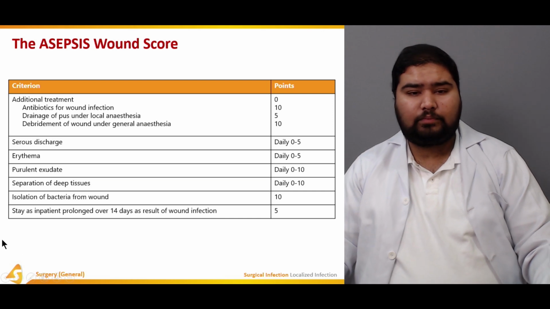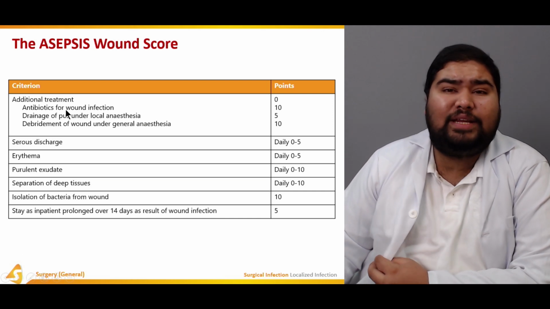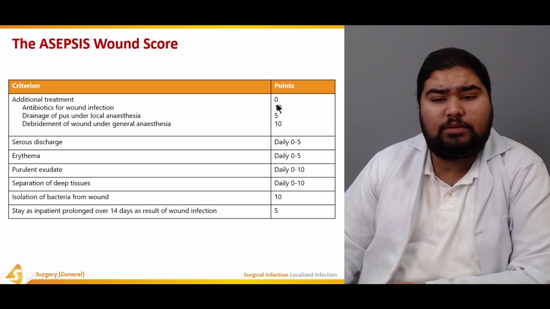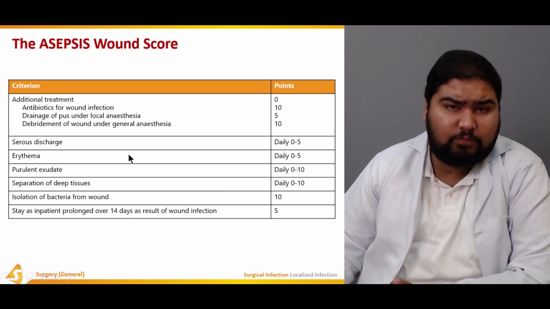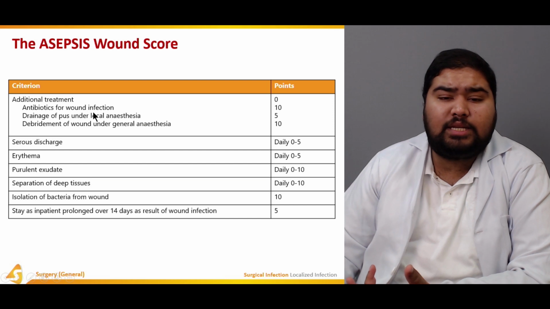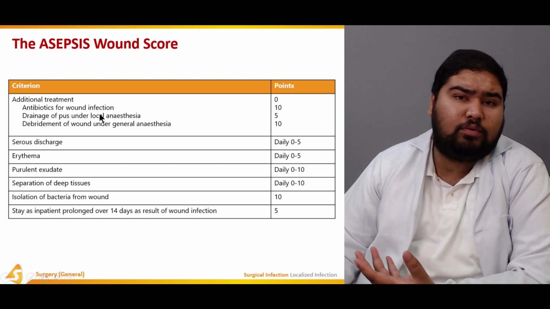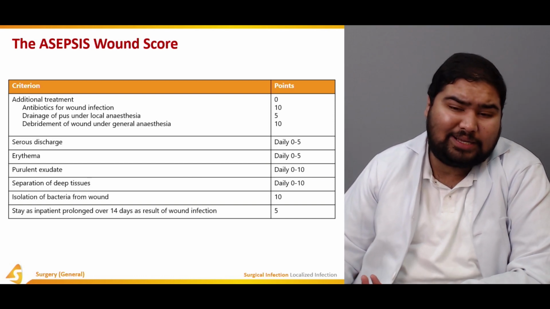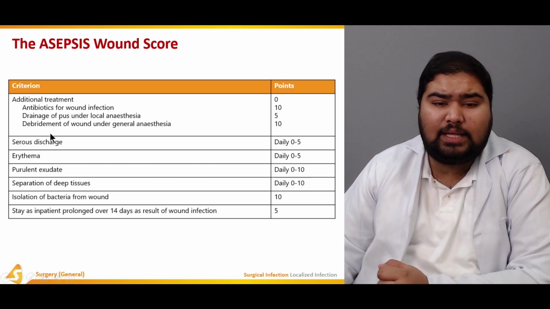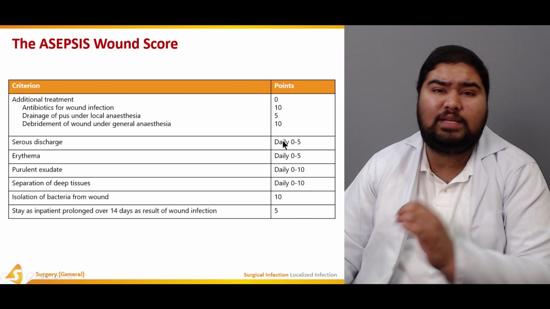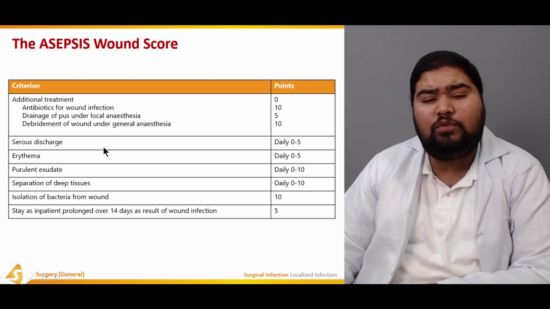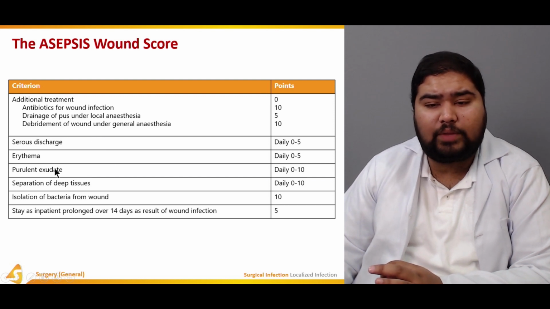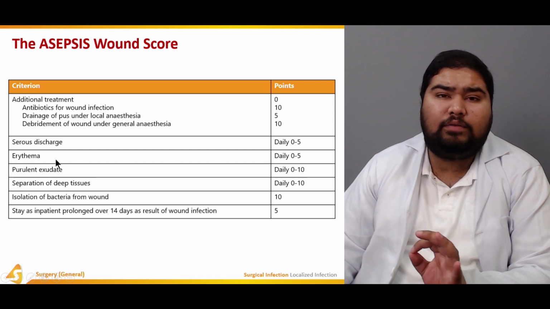Now in this, there are points associated with it. They are given points for additional treatment. If you use antibiotics for wound infection, you mark 10 points. Then there's drainage of pus under local anesthesia. If this occurs, then you give 5 points. Then there's debridement of wound under general anesthesia. If this happens, there's 10 points. Now the first 4 of these are measured daily for 3 days.